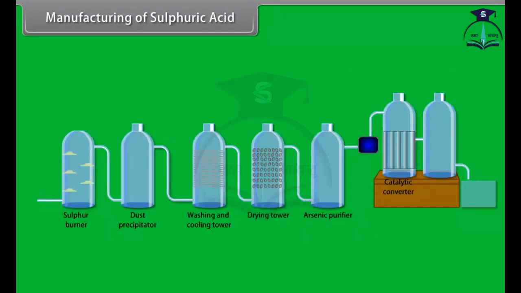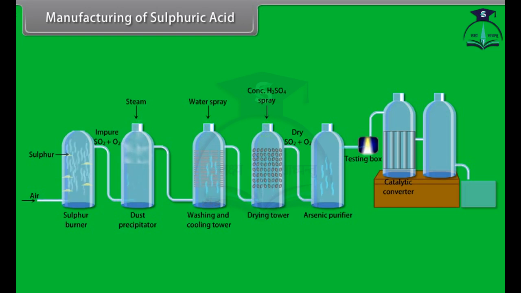Manufacturing of sulfuric acid. The manufacturing of sulfuric acid starts from the sulfur burner. Here, sulfur dioxide is produced. This sulfur dioxide passes through a dust precipitator, which removes dust from the gases. A scrubber is used to remove the soluble impurities. After that, a drying tower removes the moisture from the gases. Then, gases pass through an arsenic purifier, which removes impurities of As2O3. The gases coming out of the purification unit are passed through the testing box to make sure that they are completely free from impurities.